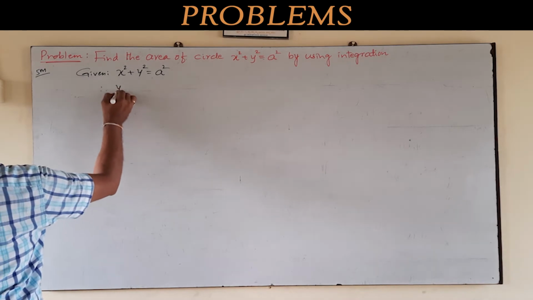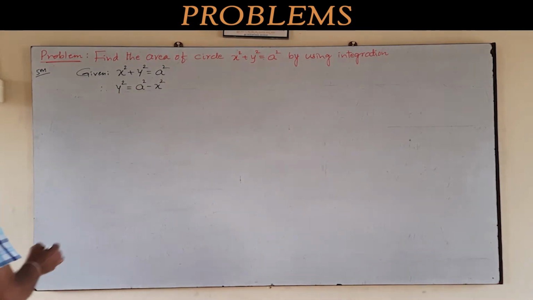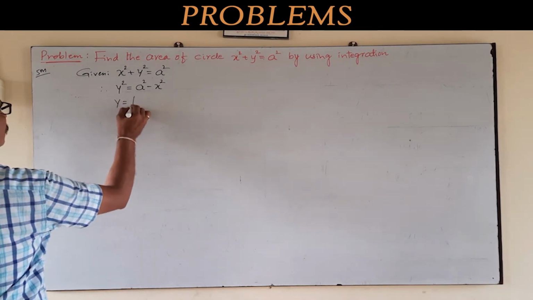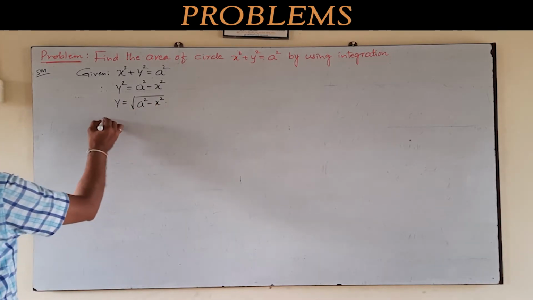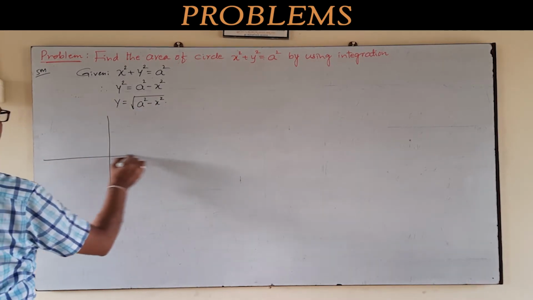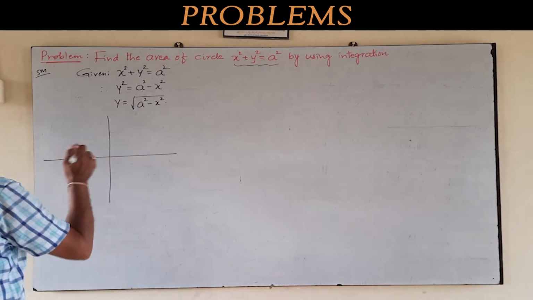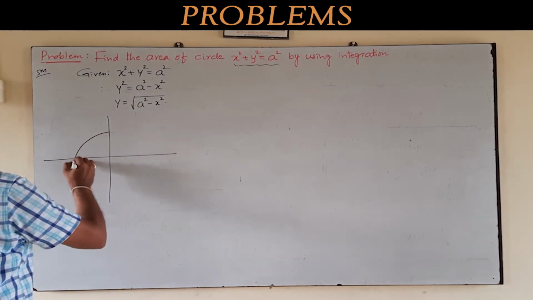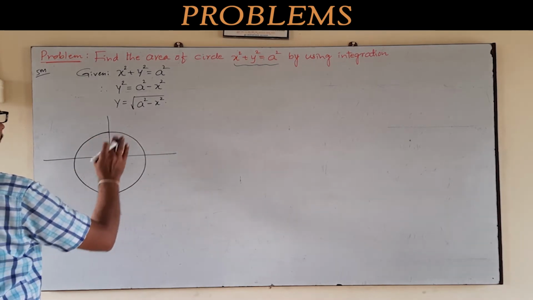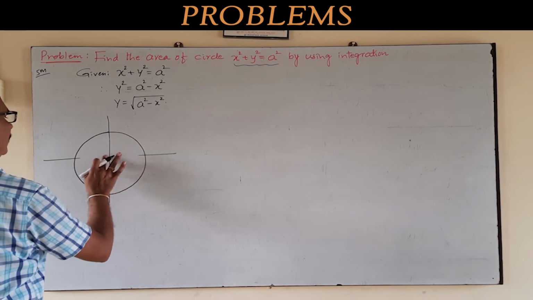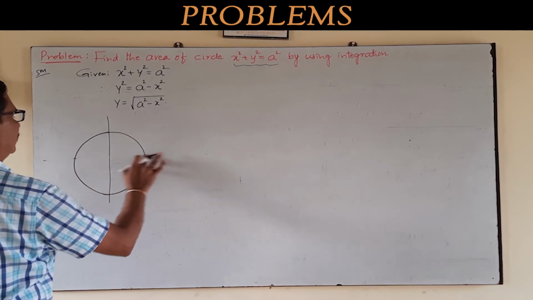Using this to find y, so that y square is equal to a square minus x square, or y is equal to under root of a square minus x square. Now here let x and y axis. x square plus y square is equal to a square. You know that it represents a circle whose center is at the origin, isn't it? Center is at the origin. In this situation radius is a.